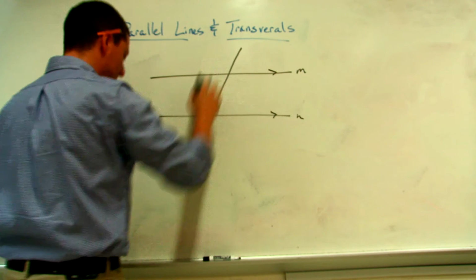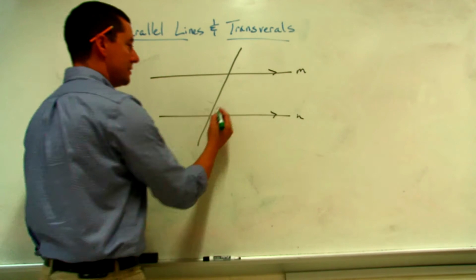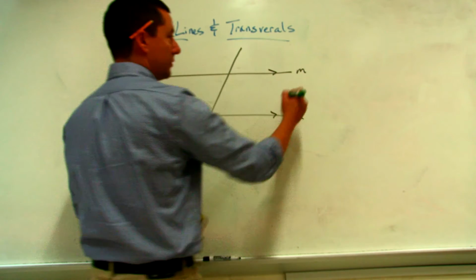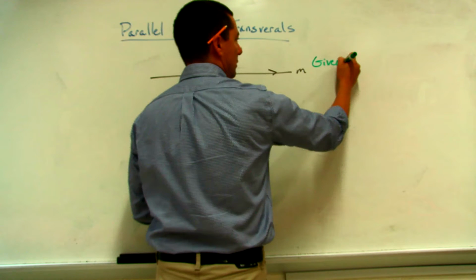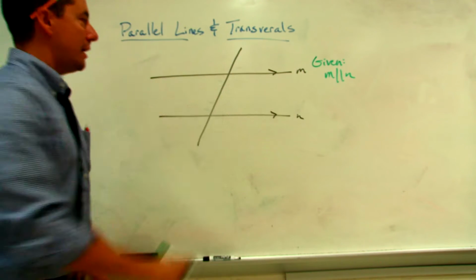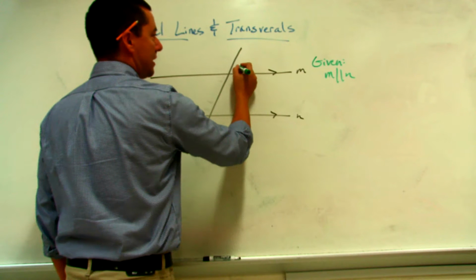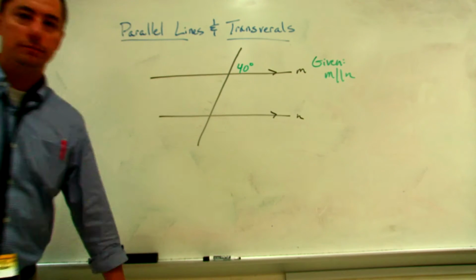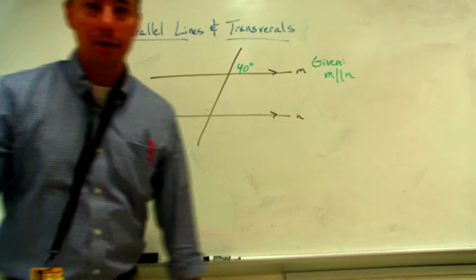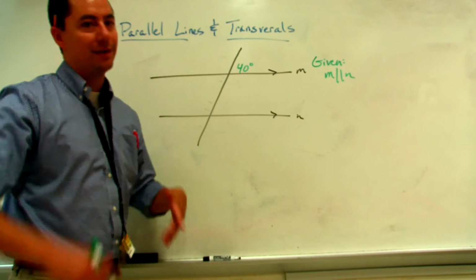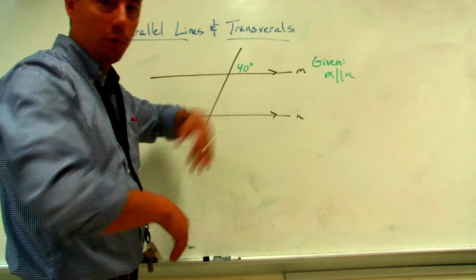So, example. Okay, the simplest case is something like this. They tell you that M and N are parallel. So they're given M is parallel to N. And you're given, say, that this angle is 40 degrees. All right? And they say, okay, what are the other angles? Maybe they'll ask you for all of them, maybe they'll ask you for some specific one. Doesn't matter. It's easy. Once you've got one, you've got them all.